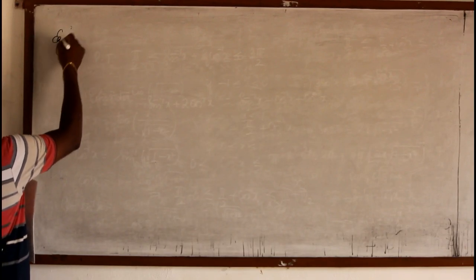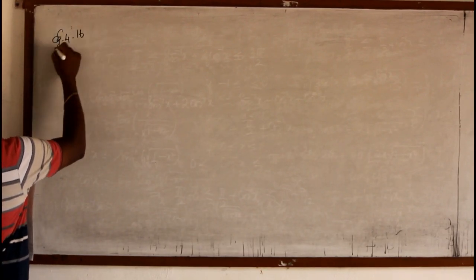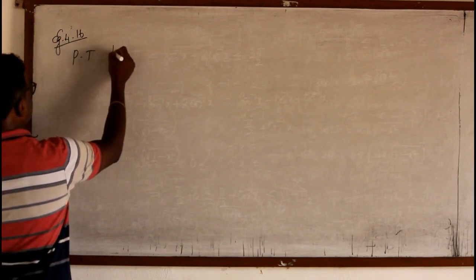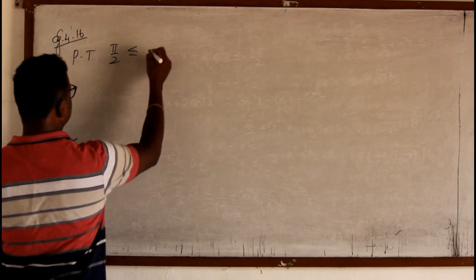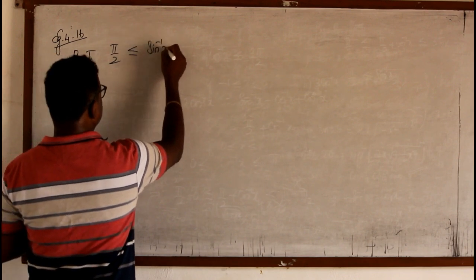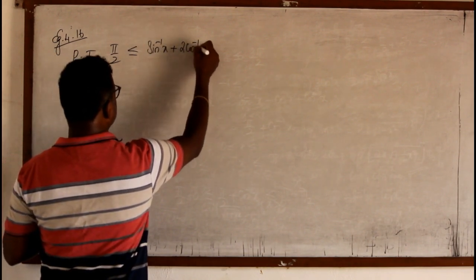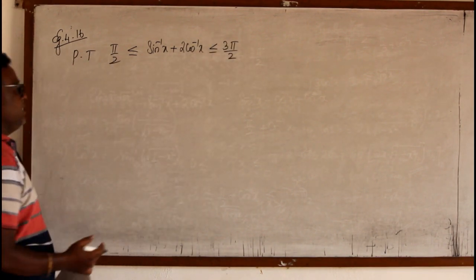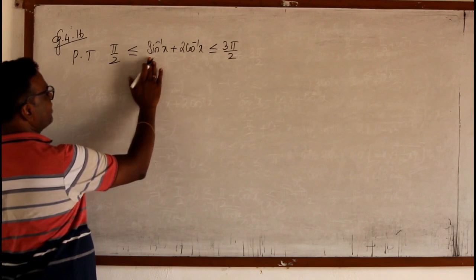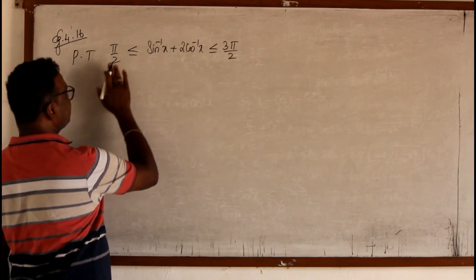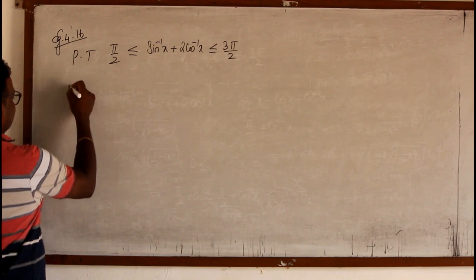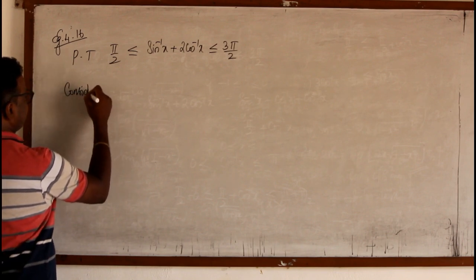Properties, we should go for the example problems. First example, example 4.16. Prove that pi by 2 is less than or equal to sin inverse of x plus 2 cos inverse of x less than or equal to 3 pi by 2. Means I have to prove sin inverse of x plus 2 cos inverse of x is lying between 90 to 270.